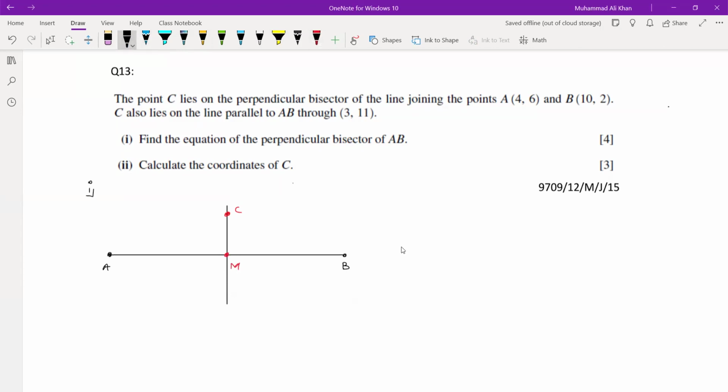So, for the midpoint will be 4 plus 10, 14. Divided by 2 is 7. 6 plus 2, 8. Divided by 2 is 4. Now calculate the gradient of AB. Calculate the gradient of AB. It will be 2 minus 6 divided by 10 minus 4. 2 minus 6 is minus 4 over 6. It will be minus 2 over 3. Therefore, the gradient of perpendicular bisector is 3 over 2.